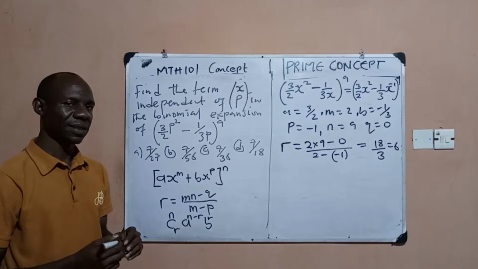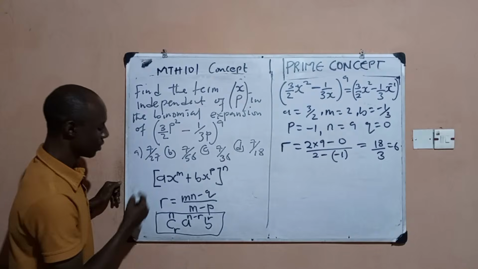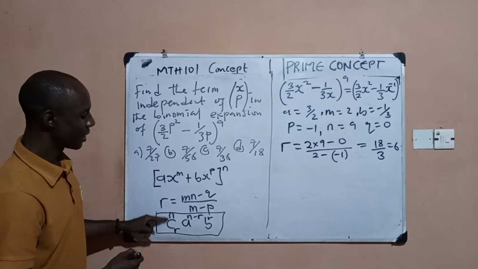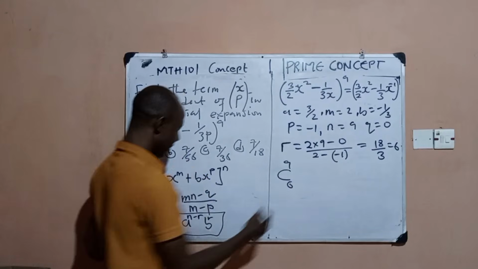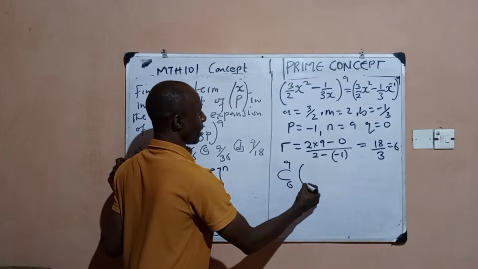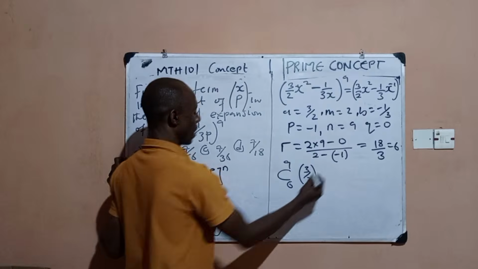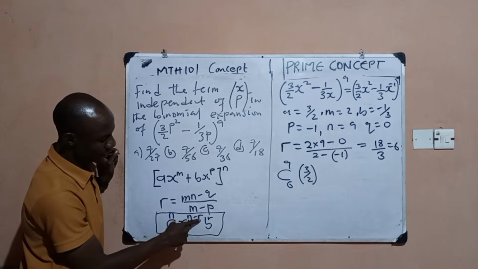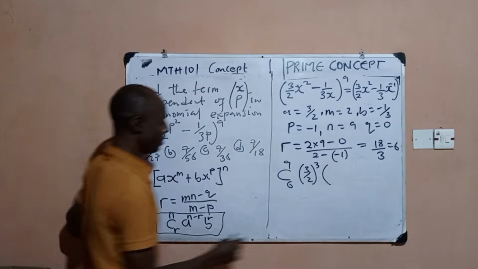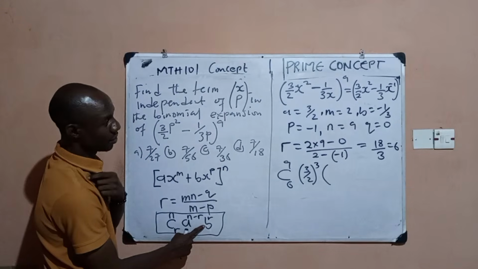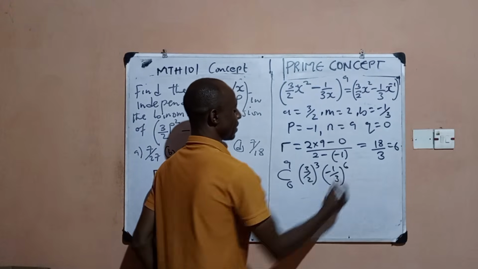R is what? 6. I found r. So the next thing is to use this last formula and solve, which is n combination r. That is to say 9 combination 6. Then a, remember my a. A is 3 over 2, raised to power n minus r. That is 9 minus 6, which is 3. Then my b. B is minus 1 over 3 raised to power r, which is 6.